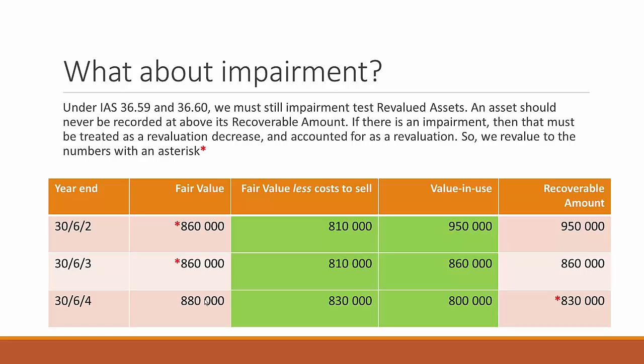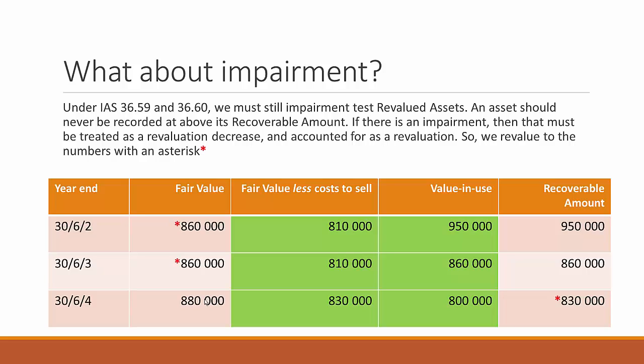What I've got here are some numbers where we have fair value, but also fair value less cost to sell. Now remember that recoverable amount is the maximum of fair value less cost to sell and value in use. So if you have a look at the recoverable amounts that I've listed here, they are the maximum of the two. So 810, 950 yields recoverable amount of 950. 810, 860 yields recoverable amount of 860. With the last one, fair value less cost to sell is 830, the value in use is 800, that yields a recoverable amount of 830.